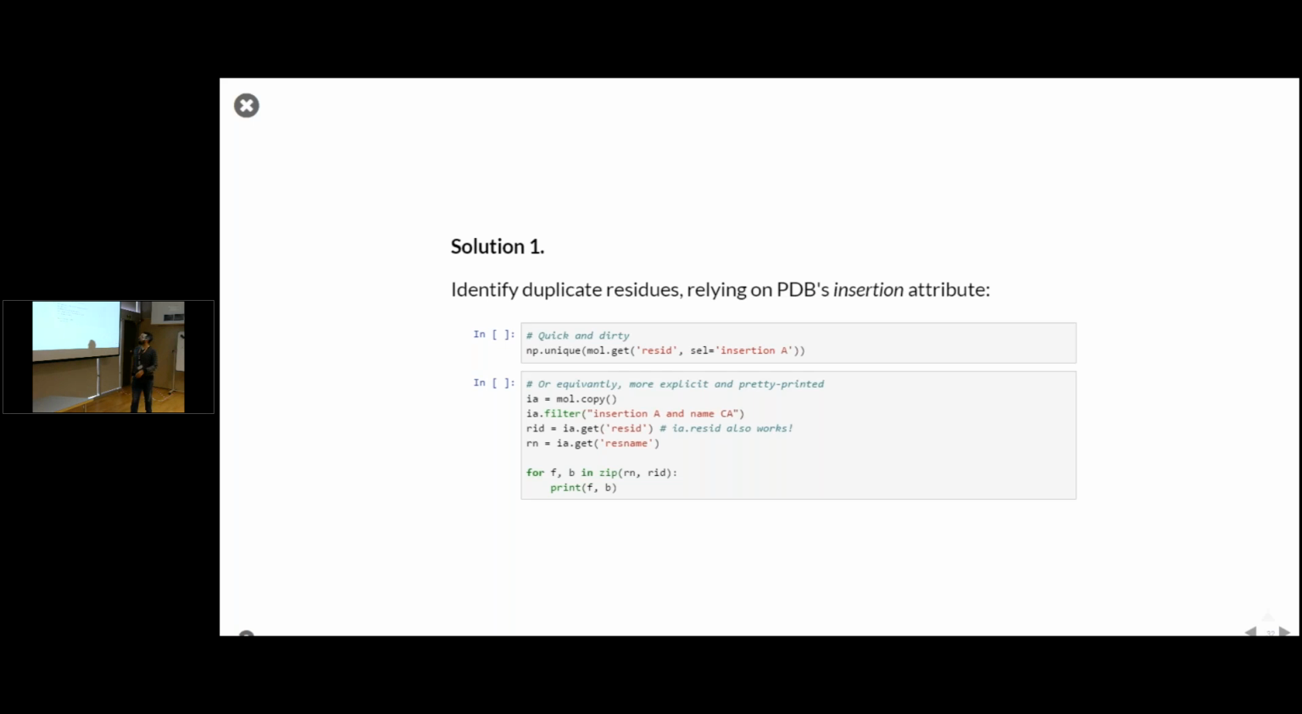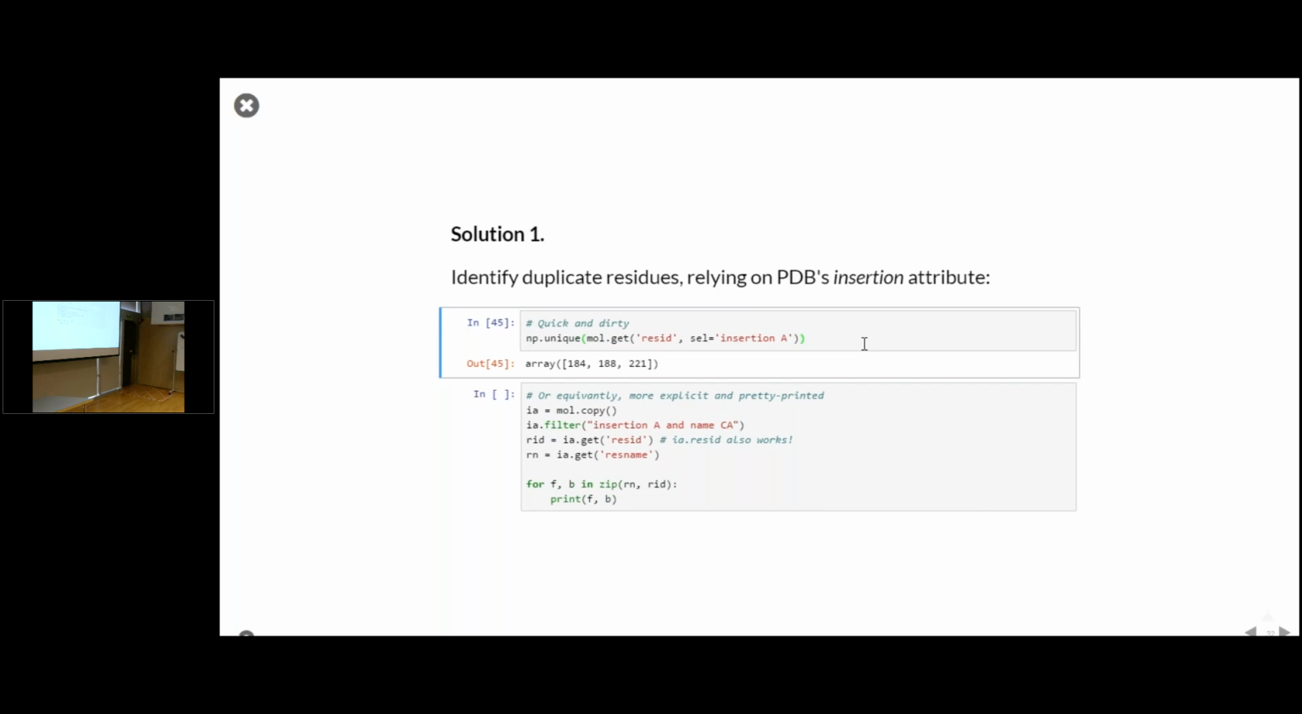So we can use molget to see which atoms, which residues, have the insertion field, and then we get the resid of them, and then the unique just means that these three atoms are where there are some duplicate residues.